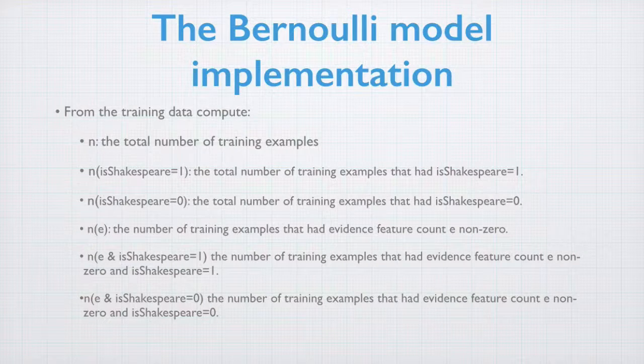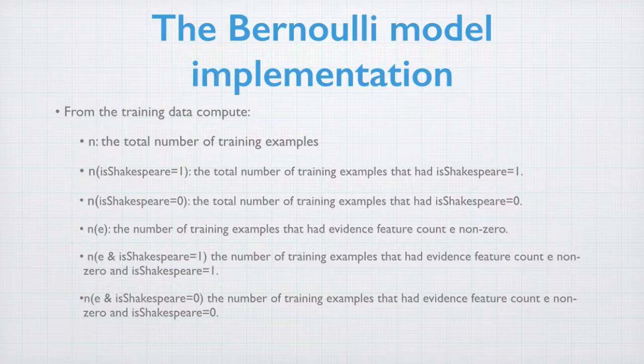N is Shakespeare equals 1 is the number of examples in the training set that were attributed to Shakespeare. And then the complementary N is Shakespeare equals 0 is the number of documents not attributed to Shakespeare. NE, for any possible bit of evidence, or any possible 2-gram, is how many documents had that 2-gram. NE and is Shakespeare equals 1 is how many documents had both the given 2-gram and were attributed to Shakespeare. And finally, NE and is Shakespeare equals 0 is the number of documents that had a given 2-gram in it and were not attributed to Shakespeare.